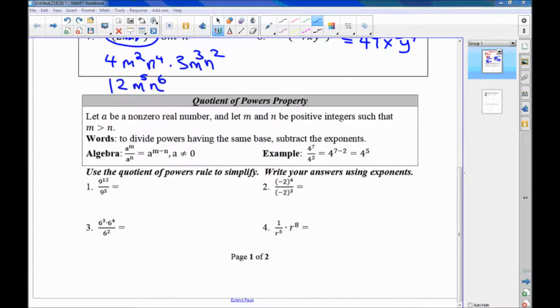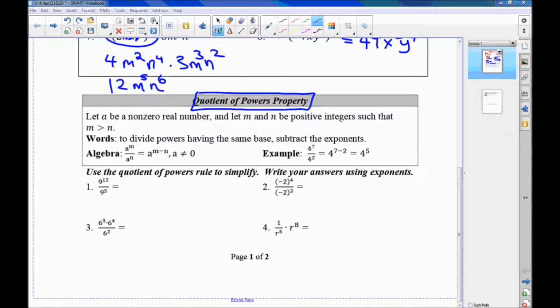On the bottom here we have our first rule, the quotient of powers property. So let a be a non-zero real number and let m and n be positive integers such that m is greater than n. Then we could do this. In words, to divide powers having the same base, we just subtract the exponents. And we'll see why in a second.